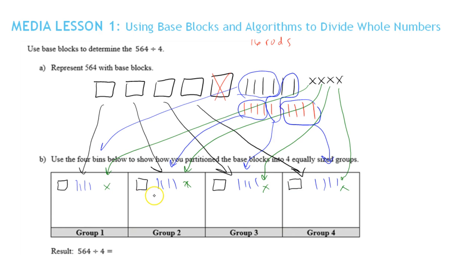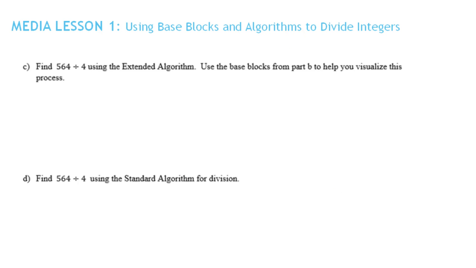Each group has the same amount, and to determine that amount, we'll look at how much is in one group. So we have 1 flat, 4 rods, and 1 unit. So 564 divided by 4 is 141. Now again, this was a long process to divide, but we use this basic idea when we use our algorithm for division. So let's look at the next slide, and we're going to see how we can connect this to an extended algorithm.